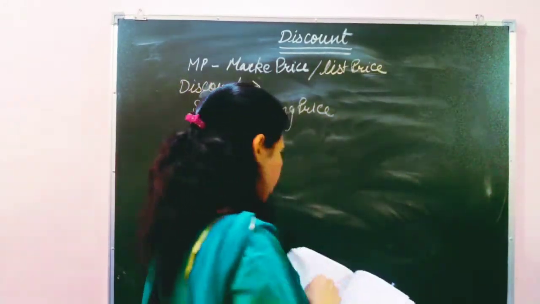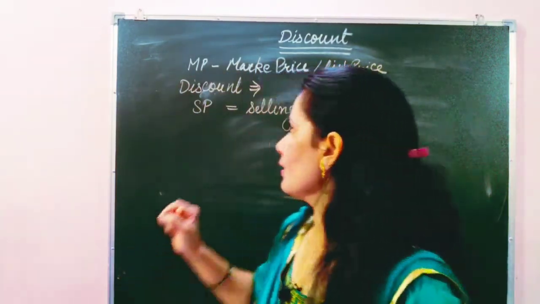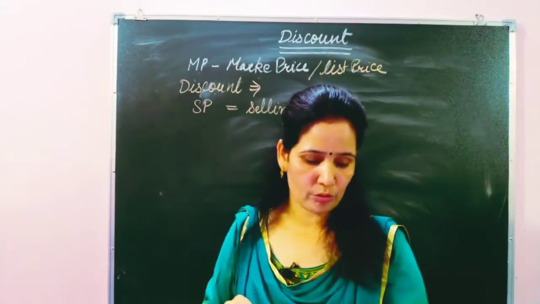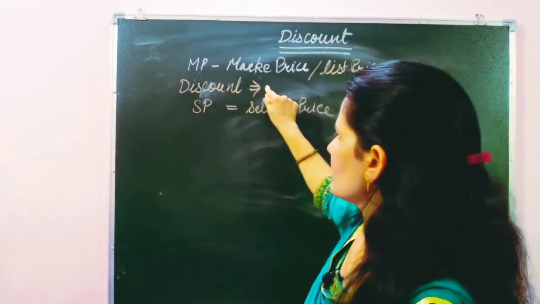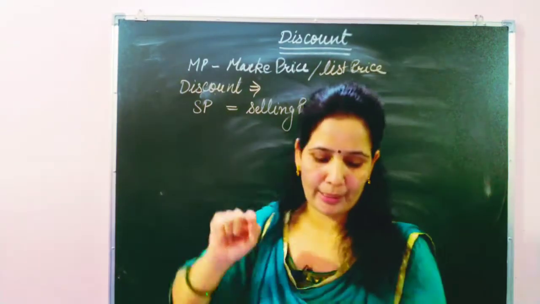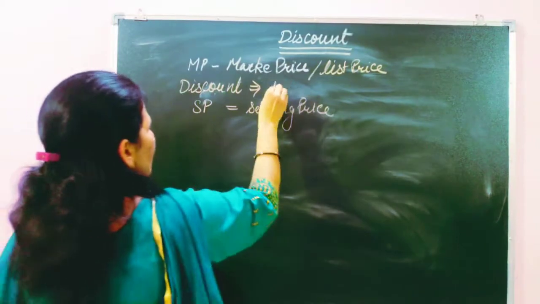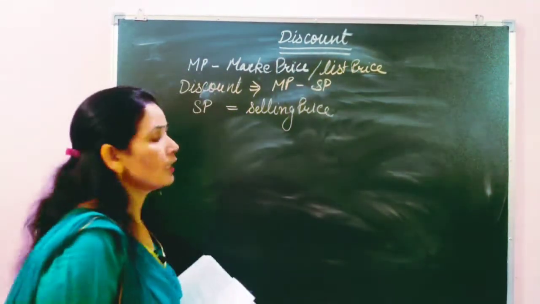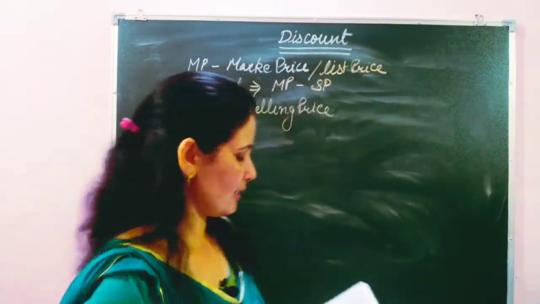And then the discount: the reduction offered on the MP, meaning the rebate we offered on the marked price, is called a discount. So students, the amount that the customer pays after the discount is called selling price. And how do we find the discount? We find the discount as marked price minus selling price.